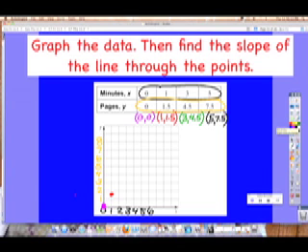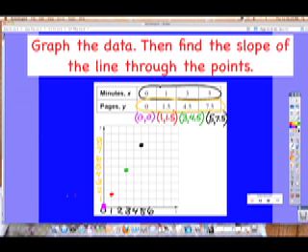Don't worry about connecting your dots. How many of you have a graph similar to mine? Okay, so we've done the first part of the directions. Graph the data. Check. Now we have to do the second part of the directions.